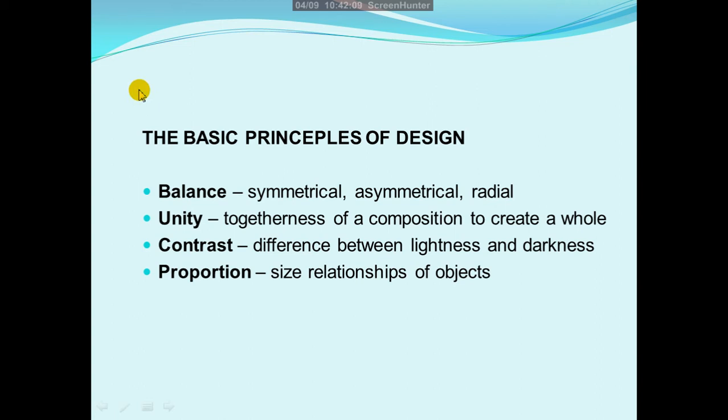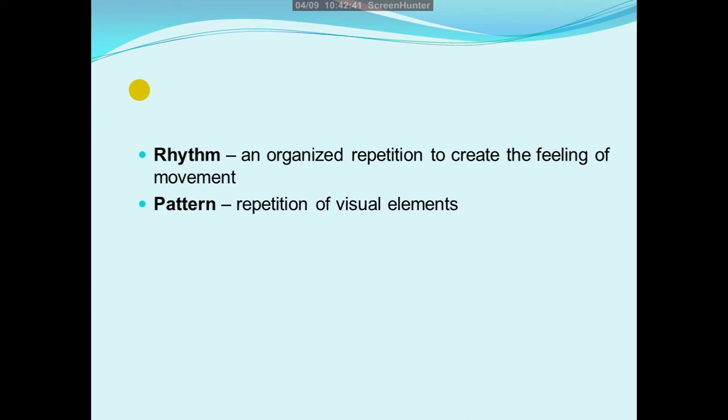First, balance. In balance we have three kinds: symmetrical balance, asymmetrical balance, and radial balance. I'll explain one by one again clearly. Next, unity. Unity means togetherness of a composition to create a whole. Contrast: difference between lightness and darkness. Proportion: size relationship of objects. Rhythm: an organized repetition to create the feeling of movement. Understand it? Pattern: a repetition of visual elements.